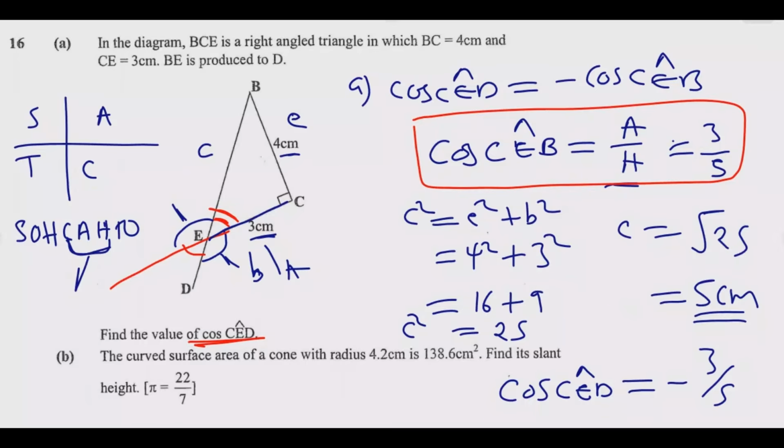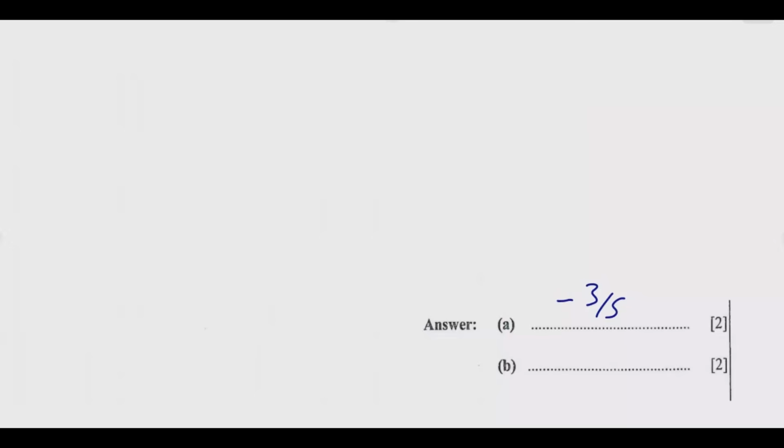We go to question B. The curved surface area of a coin with radius 4.2 cm is 138.6 cm squared. Find its slant height given that pi is equal to 22/7. So what have we been given? We've been given the radius, we've been given the surface area, then we've been given the pi. So it's a matter of remembering the formula for the curved surface area. If you can remember the formula, you are good to go. If you can't, it will be a bit tricky.